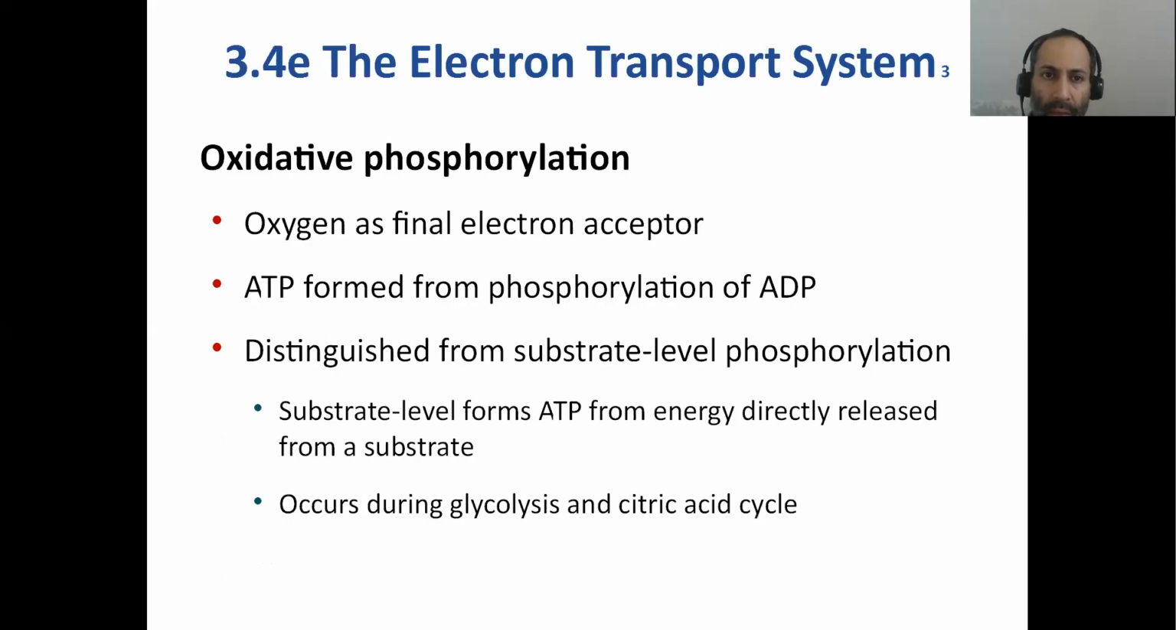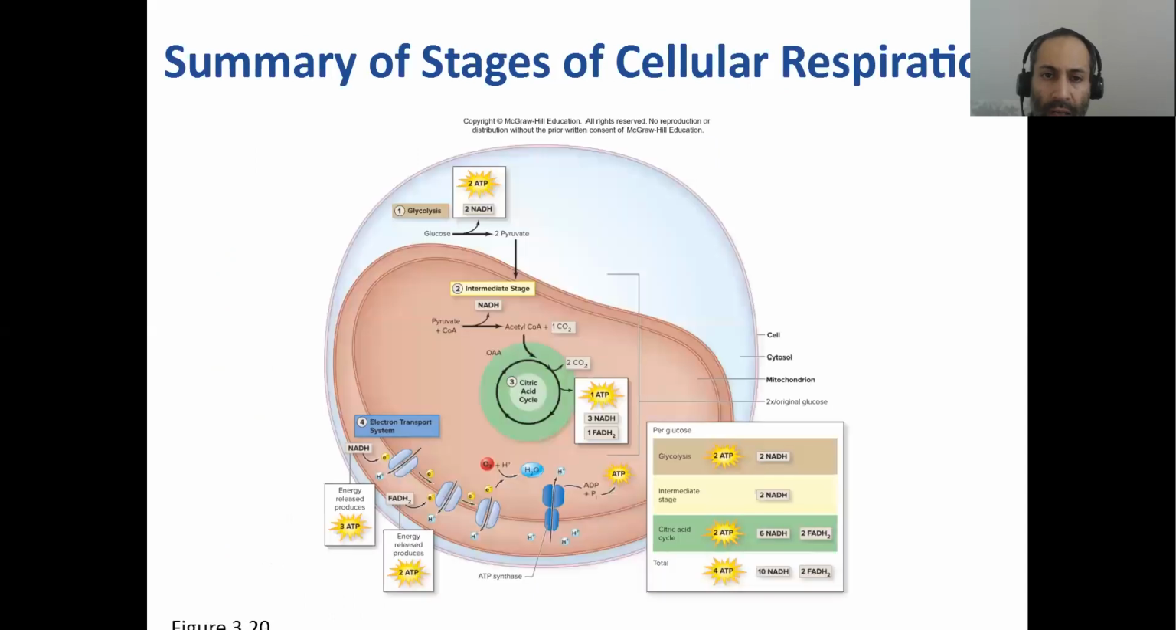Finally, then we move on to the what? To the final stage of cellular respiration, which is called the electron transport chain or the electron transport system. And this again is happening inside of the mitochondria, as you see here, okay? So what happens in this chain? It's quite an interesting process. So I'll simplify it for you.